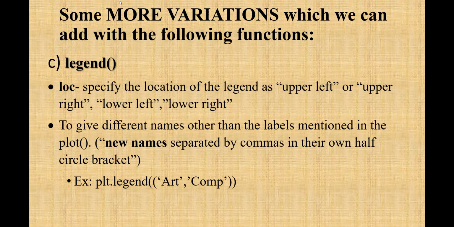So for legend, this is the input I can give, loc, that is my location. And I can also give a new name to the legend, the two legends I had used. Students participating in the art competition, instead of writing such a long name, I can just write art. Students participating in the computer competition, instead of writing such a long name, I can just write computer. So you're just giving a new name when you invoke the legend function.